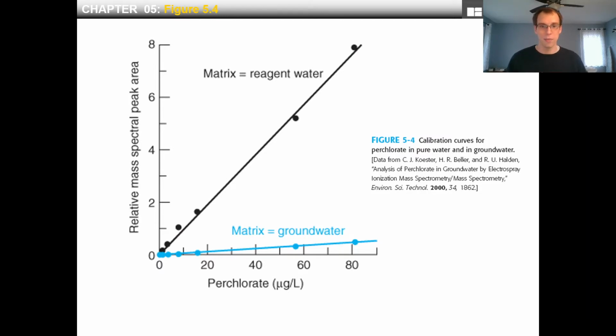Some effect is happening that causes it to change. We still get a linear response, but it's not the same slope. And so we need a different method for examples like this.